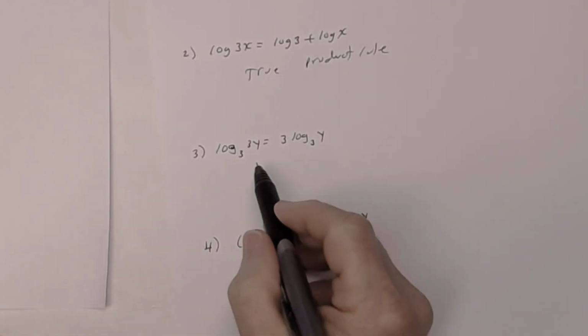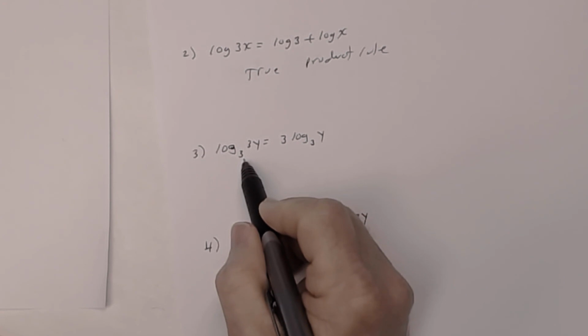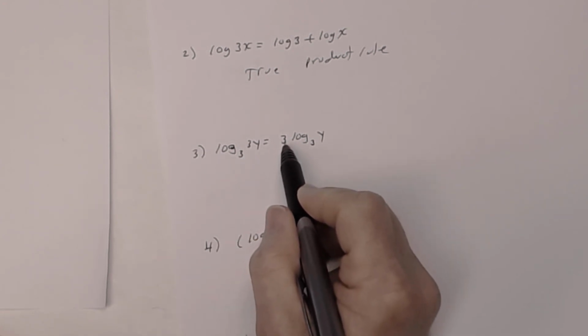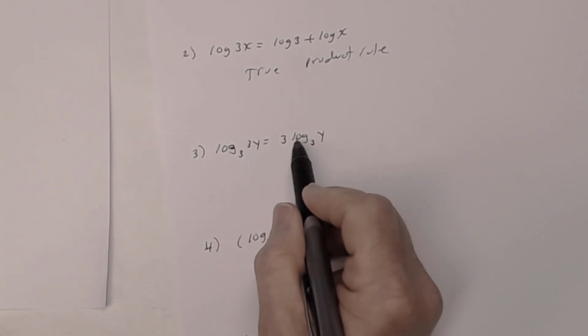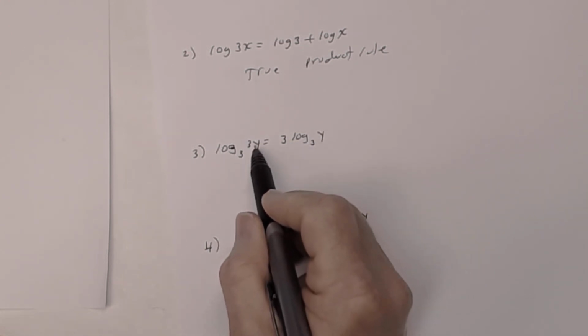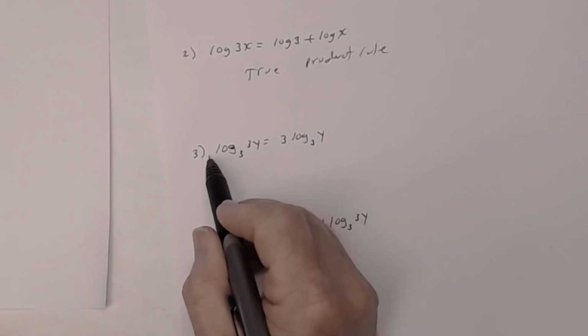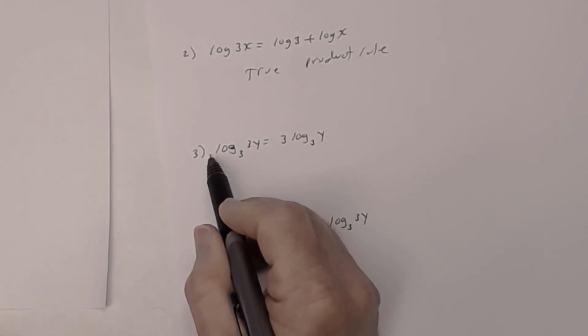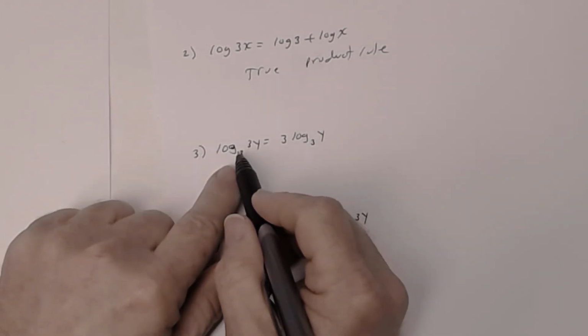Let's look at this one. The log of 3y base 3. They're saying it is the same as 3 times the log of y base 3. So whoever thinks that thinks that I can take that coefficient here and write it as a product. Well, you got to be careful.